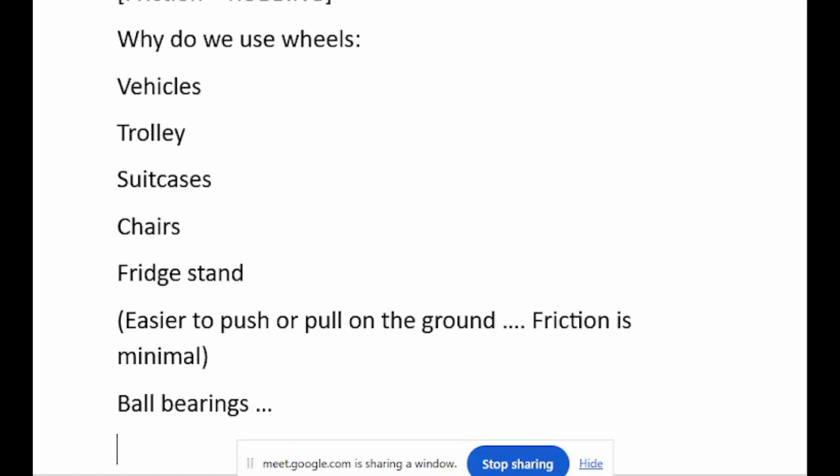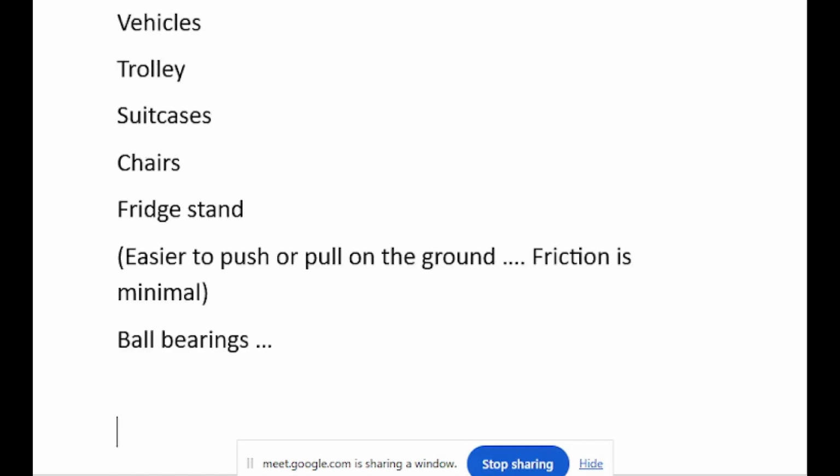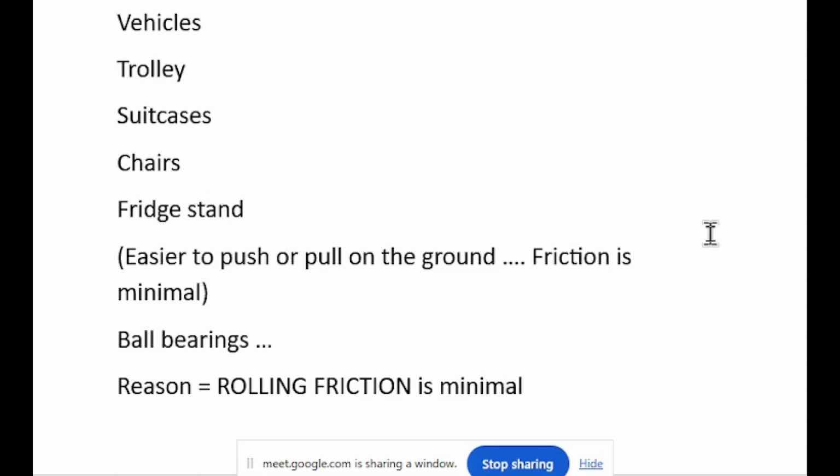The principle is the same. What is the rule? Rolling friction is very less. The reason is only one: rolling friction is minimal compared to sliding friction.